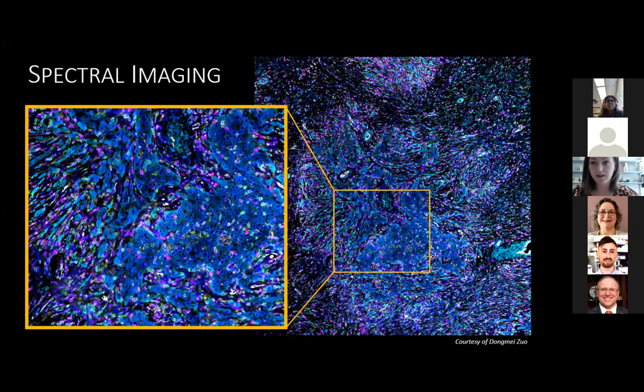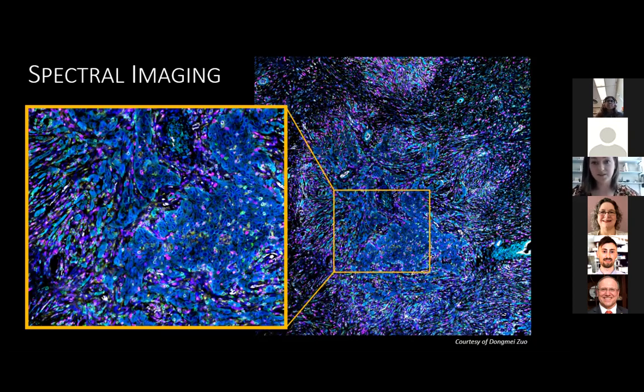It does require a specific type of equipment, but if you, for example, wanted to look at a breast cancer tumor section like this image, and you wanted to look at the immune cell infiltration, what you could do is use spectral imaging to label multiple things, and you could do a neighborhood analysis of what cell types are in specific areas.